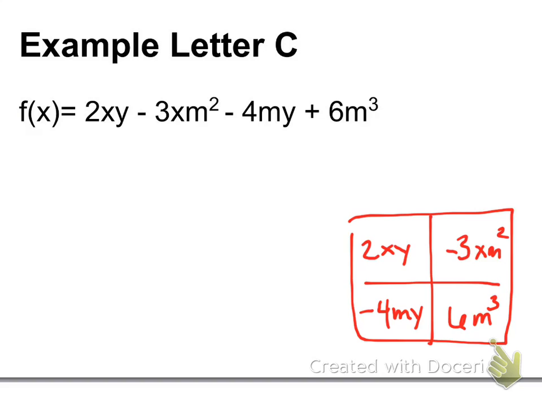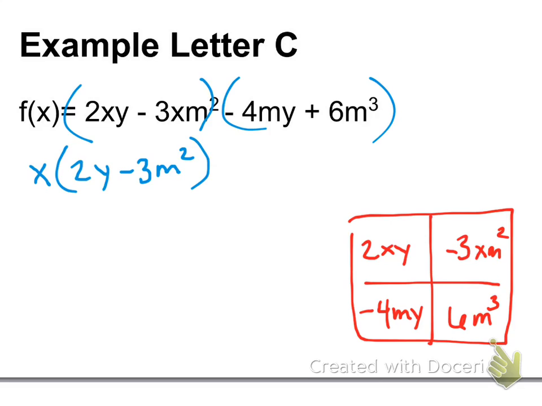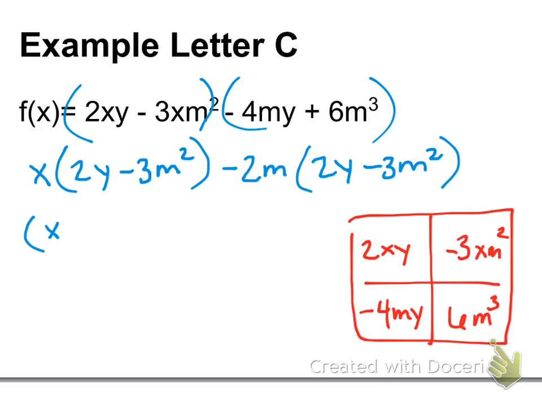Go ahead and find the outside of the box. For my non-boxers, my FOILers, we're going to group them. So I group my first 2 and I group my second 2. The largest quantity I can take out of my first binomial is an x. If I do that, I'm left with 2y minus 3m squared. Largest quantity I can take out of my second binomial would be a negative 2m, and I'd be left with 2y minus 3m squared. Again, notice my two binomials match up, so that's how I know I can definitely factor by grouping. And my final answer would be x minus 2m and 2y minus 3m squared.